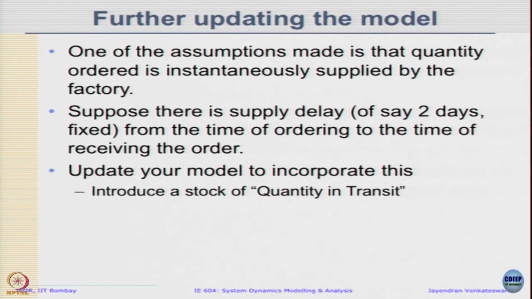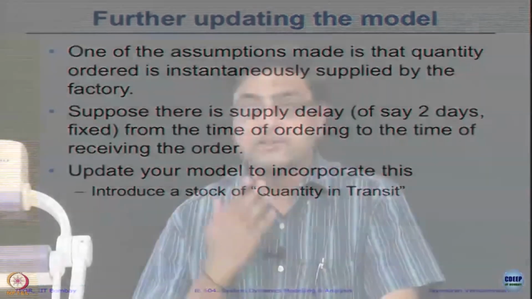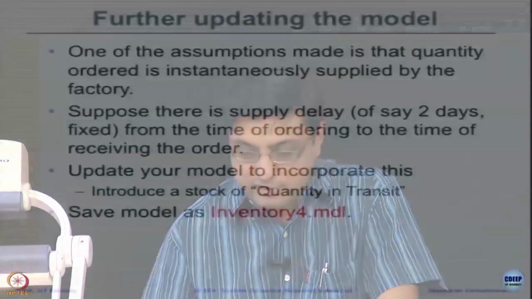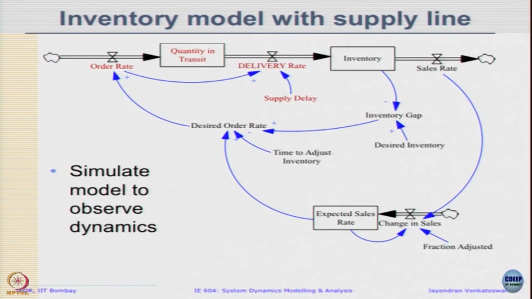As soon as we use the word stock, that means there has to be a flow that changes it, and once the quantity in transit is delivered, that quantity in transit has to fall, because it is already delivered. So there has to be an inflow as well as an outflow to this stock. We will save it. Let us model this.